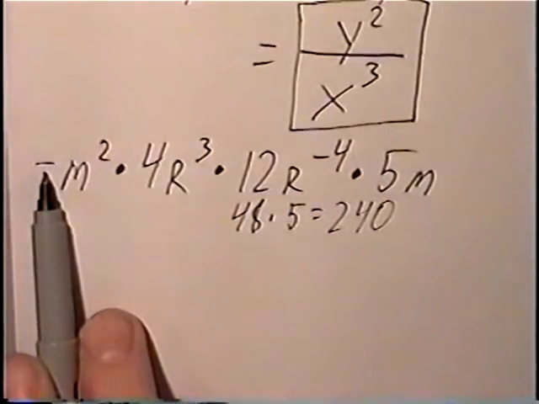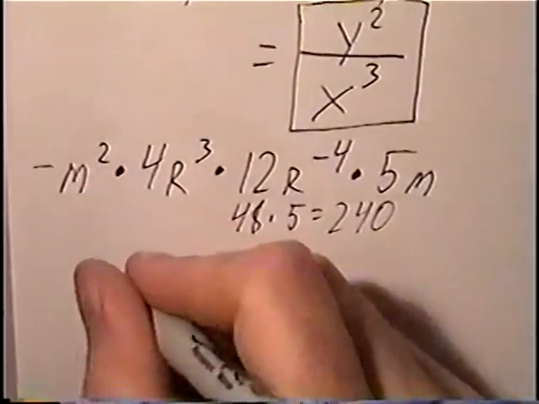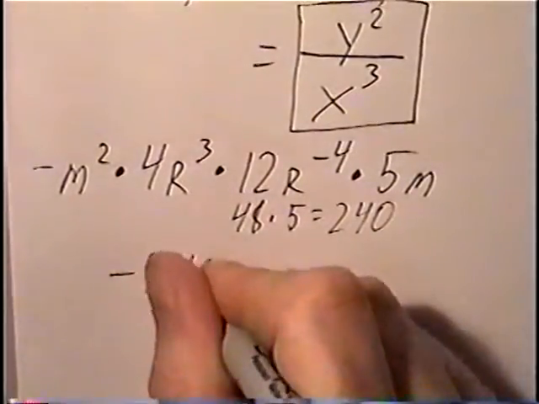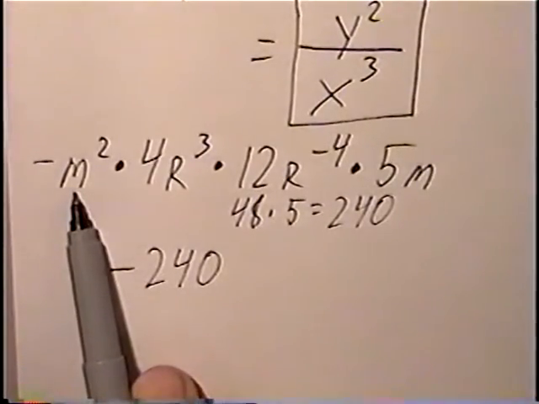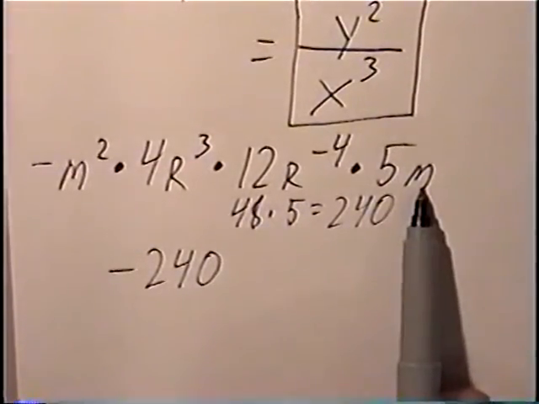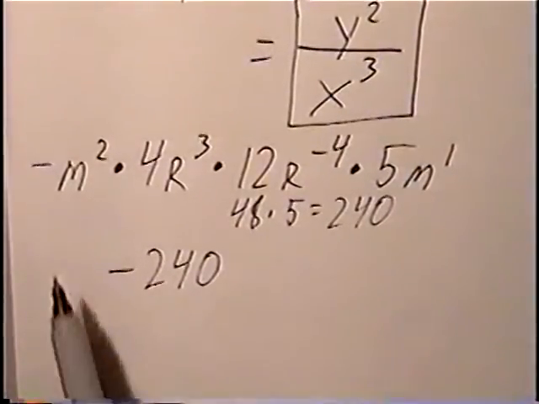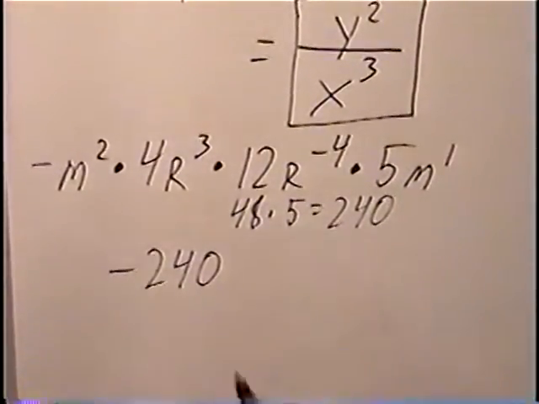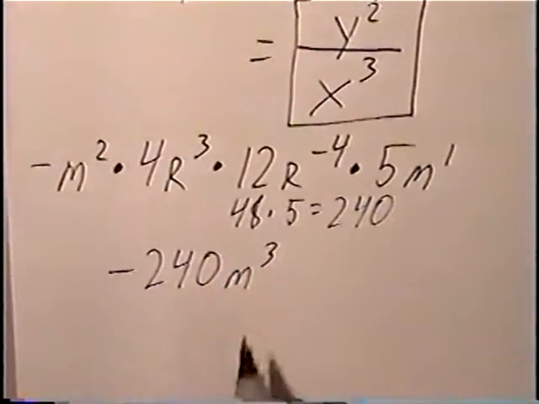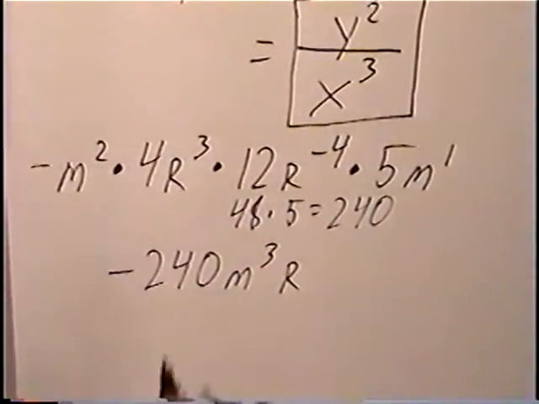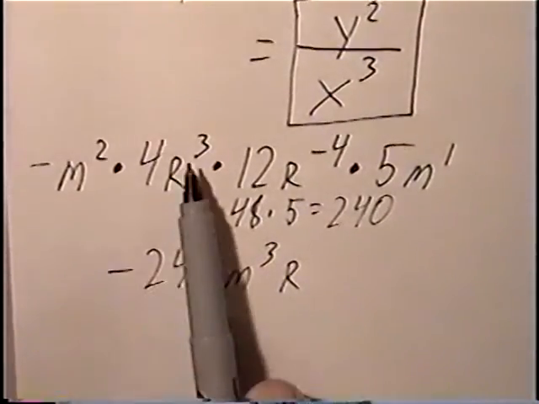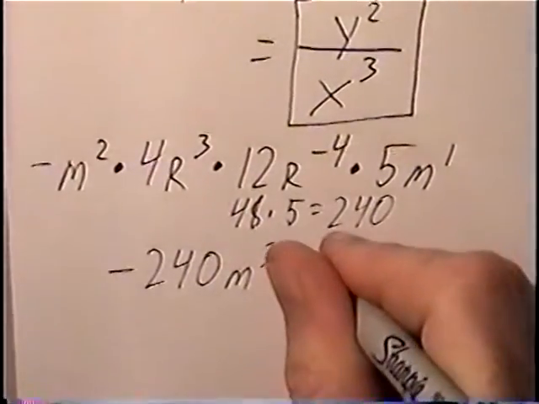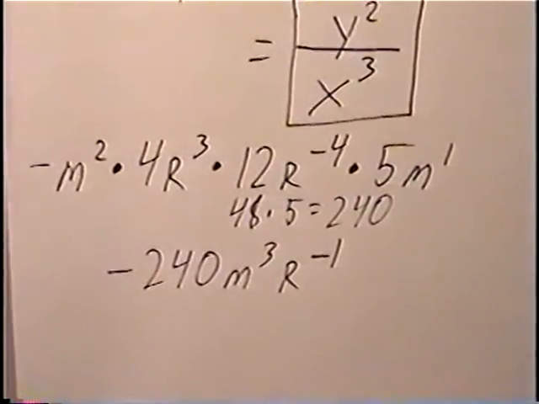There is a negative for the first variable, so that negative times 240 would give the coefficient negative 240. From there we can combine the variables. The m squared we can combine with the m, or m to the 1st power. M squared times m to the 1st, adding exponents would be m to the 3rd power. And combining the r values, we have r to the 3rd power times r to the negative 4th power. Adding 3 plus a negative 4, that would be r to the negative 1st power.